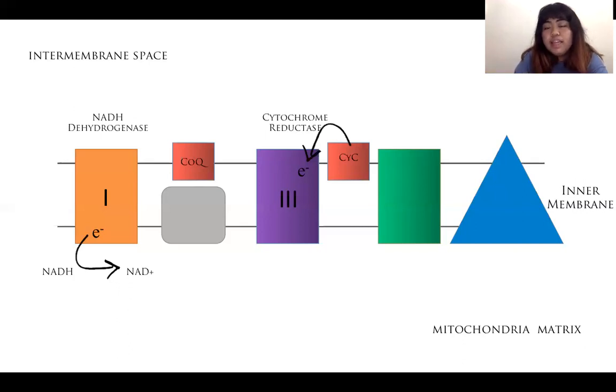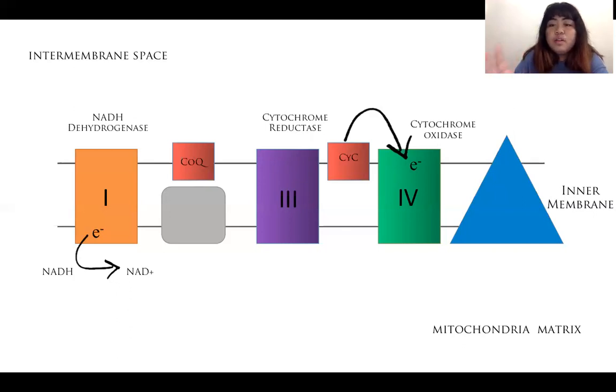And its job is to move them to the next complex, which is cytochrome oxidase. In cytochrome oxidase, it's going to lose electrons, oxidation. So the electrons then will flow all the way down and attach themselves to oxygen and some hydrogen ions to form H2O.